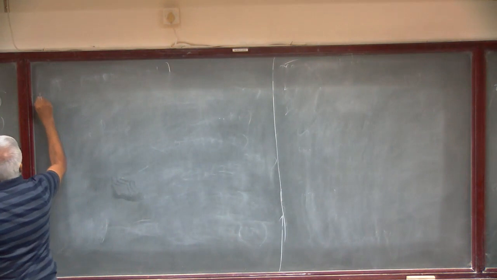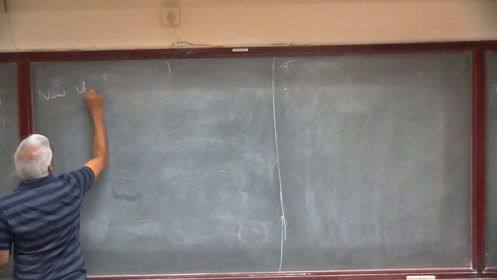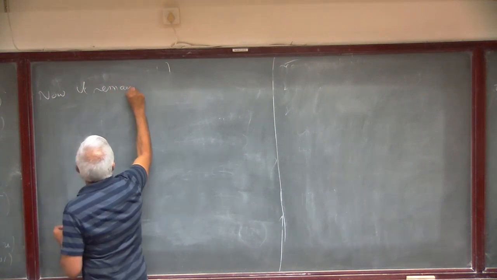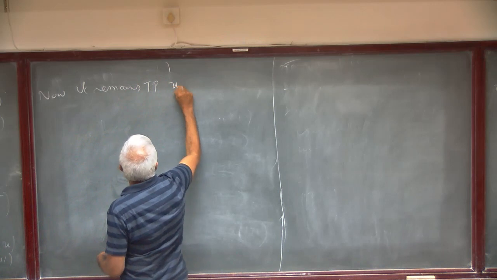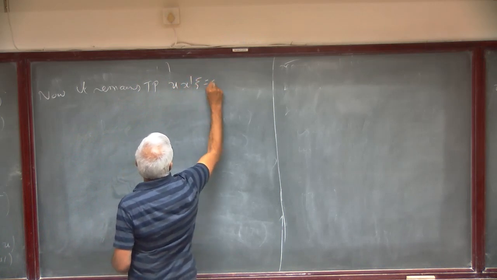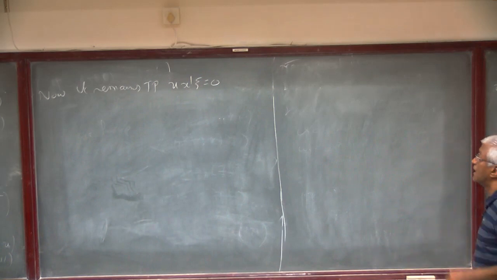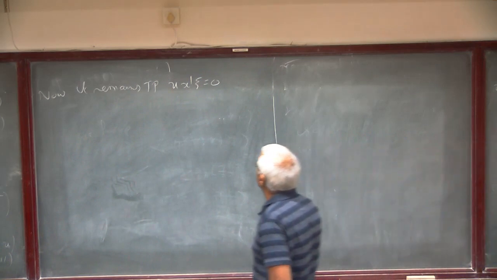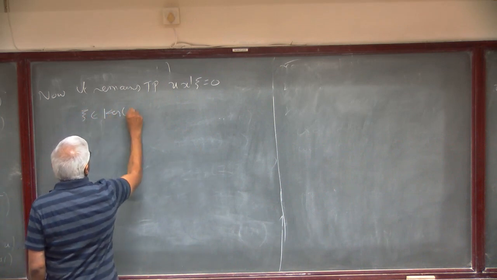So now we want, so it remains to prove u x prime xi is also equal to 0. That's what you have to prove. So let xi be in the kernel of mod x.